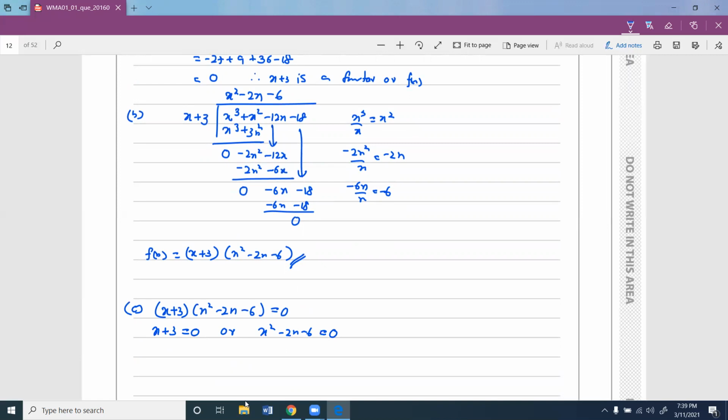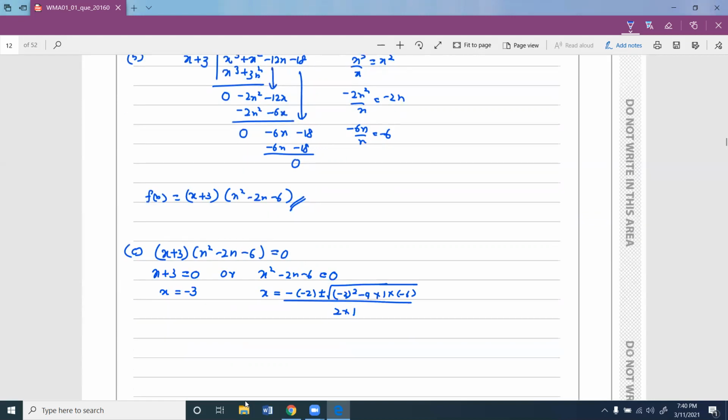With this, you can say x equals minus 3. This one you can solve as a quadratic equation: minus b plus or minus the square root of b squared minus 4ac, where a is 1, c is minus 6, divided by 2a, which is 2 into 1. If you work it out, you will get x equals 1 plus root 7, because they need the complete answer, and 1 minus root 7 is the second answer.